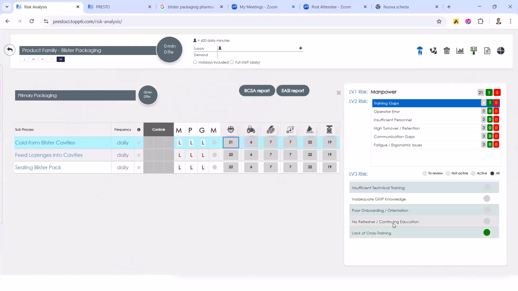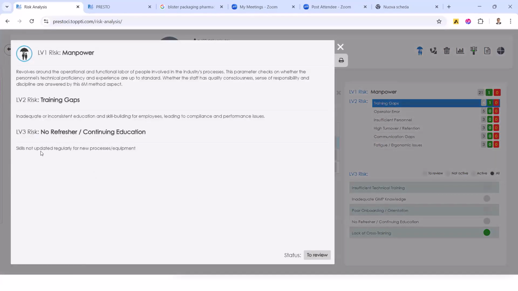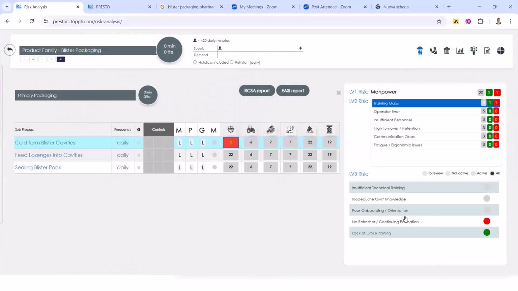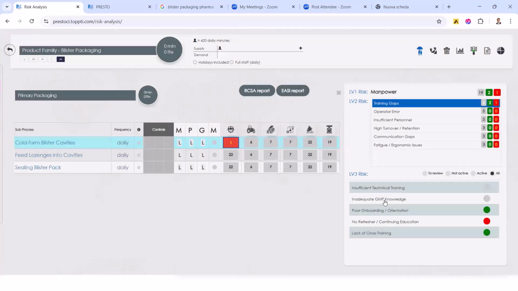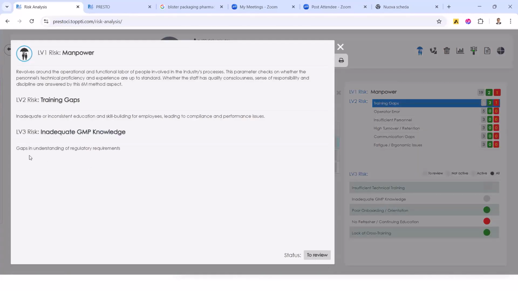What about no refresher continuation education? Skills not updated regularly for new process equipment. Now that one you might say, yeah, you know what? I'm worried about that. What about poor onboarding orientation? Not worried. What about inadequate GMP knowledge? Gaps in understanding of regulatory requirements? That's probably a risk in every sector, every company on the planet.